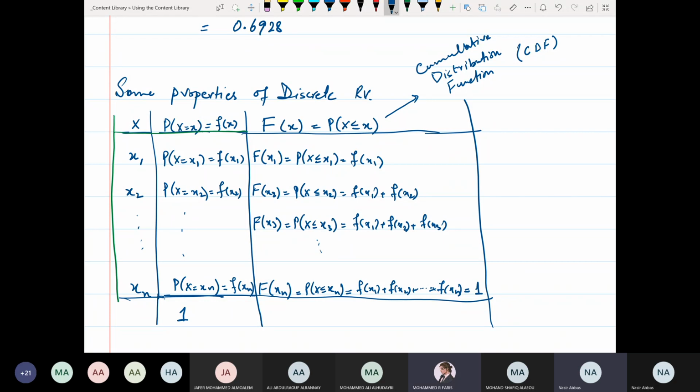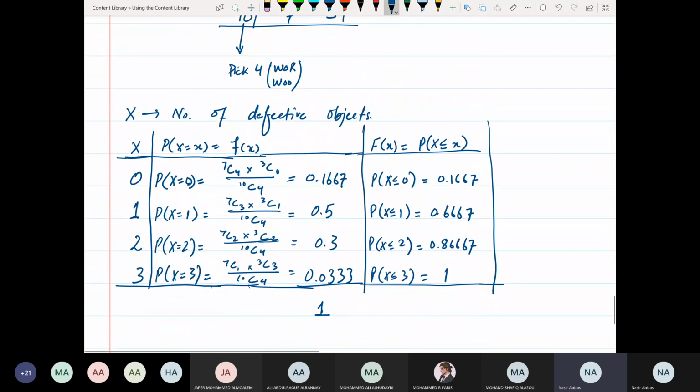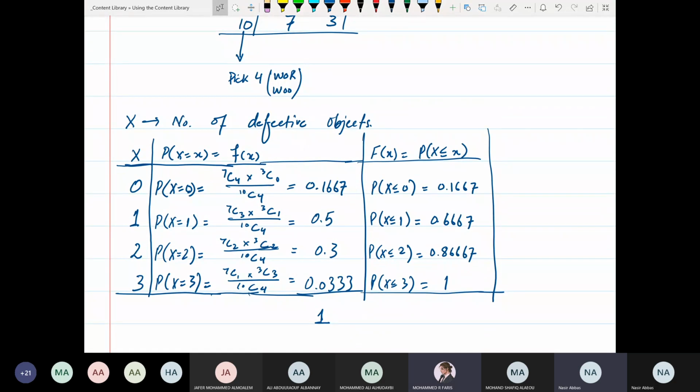Yes, Doctor. Could you go down, please? Go down. Okay, here. Yes, I think the probability of x less than or equal to 2 is 0.9, not 0.8. Yes, 0.9667. Nawaf.